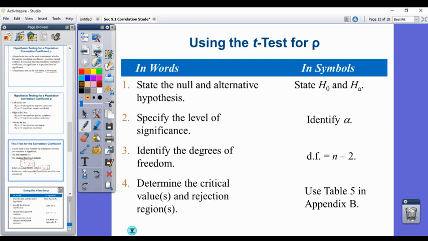Okay, so here we go. So per usual, we're going to state our null and our alternative. We're going to identify our alpha significance level, degrees of freedom. Remember, it's different this time. We're subtracting 2. Either use your calculator to find your critical value, or you can also use the table in the back of the book.